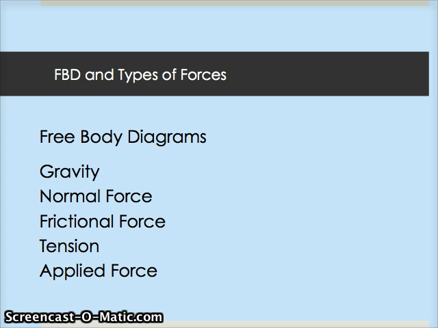At this point in physics, there are five forces that we generally are thinking of, and those are gravity, the normal force, the frictional force, tension, and an applied force. And we use these forces to think through any sort of situation, labeling them often within a free body diagram or an FBD. Let's talk first about free body diagrams.